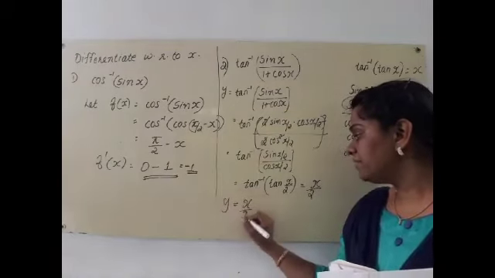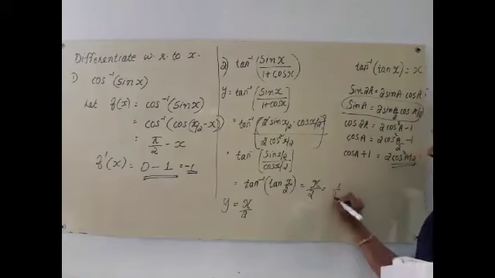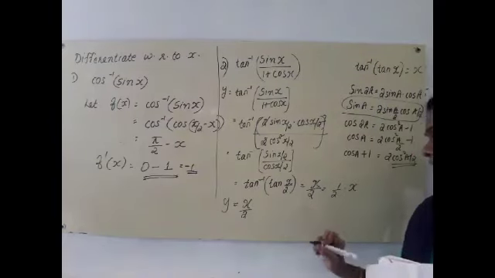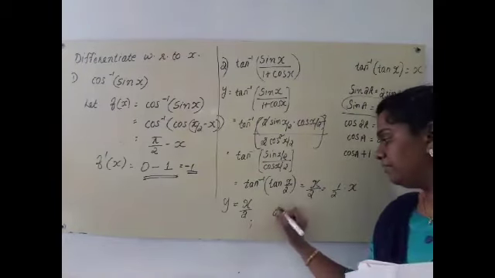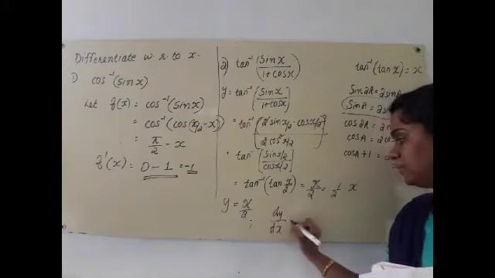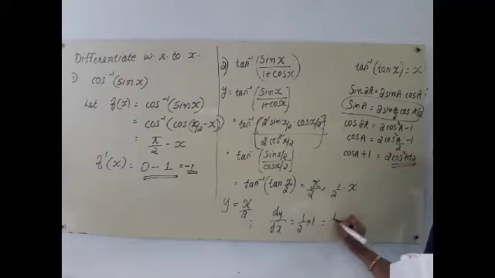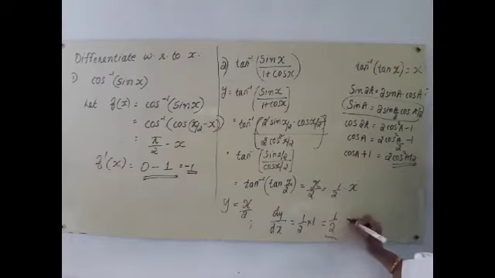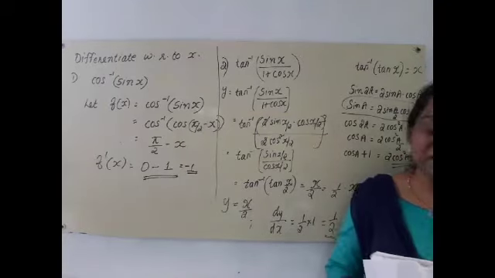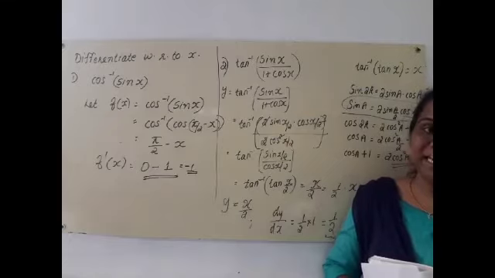What is the derivative? X by 2, how to write it? 1 by 2 into x. Then dy by dx is equal to 1 by 2, a constant, times the derivative of x, which is 1. Therefore, dy by dx is 1 by 2. You must write and study this question 2-3 times.